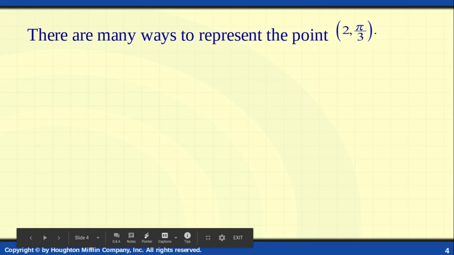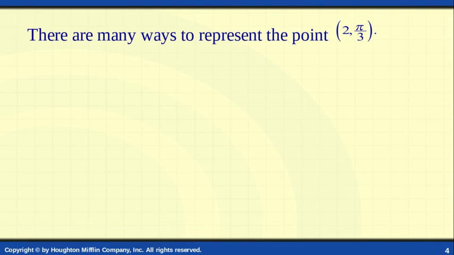Okay, so one of the interesting things about polar coordinates is that you can have different coordinates that represent the same exact point. This is not something that we can do in the Cartesian plane. If you're given x comma y, let's say 5 comma negative 7, there's only one way to represent that point as 5 comma negative 7. But with polars, there is more than one way to represent the point.